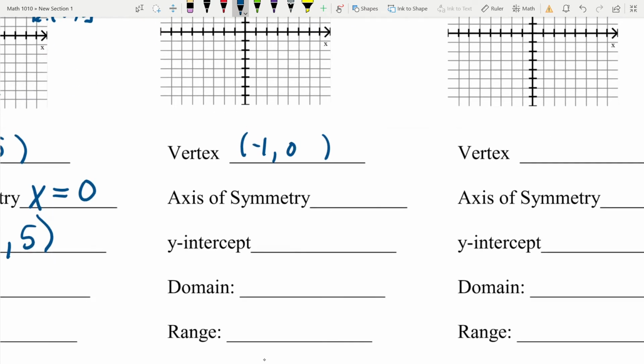Is the axis of symmetry negative 1? Is that how I write it? What do I put? x equals. If you don't have the x equals, you're going to lose the point.